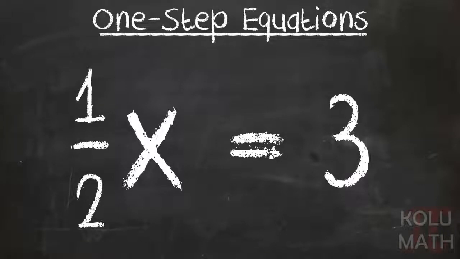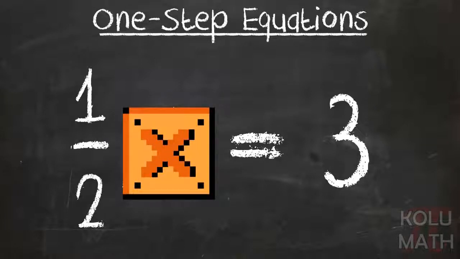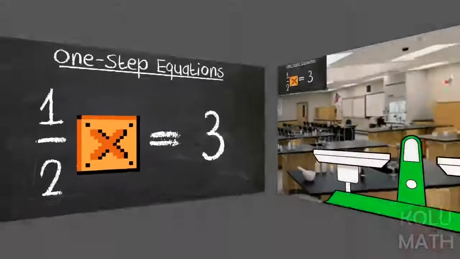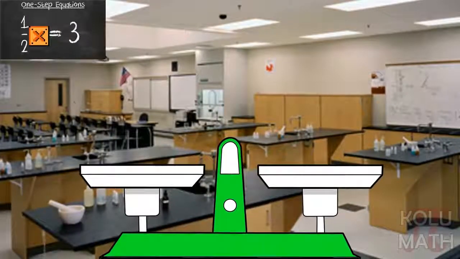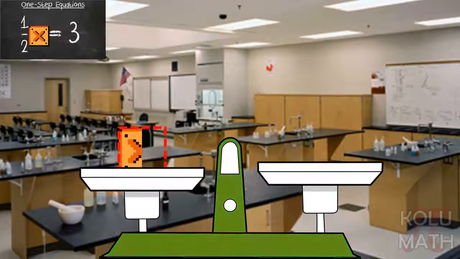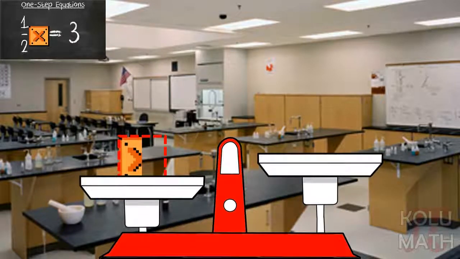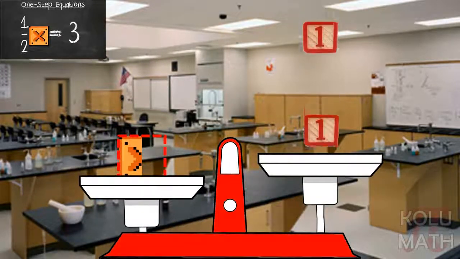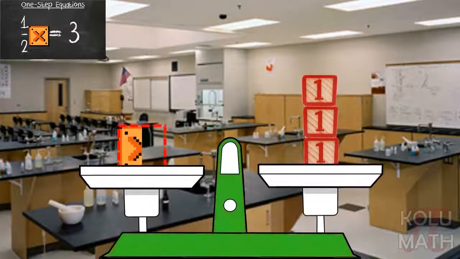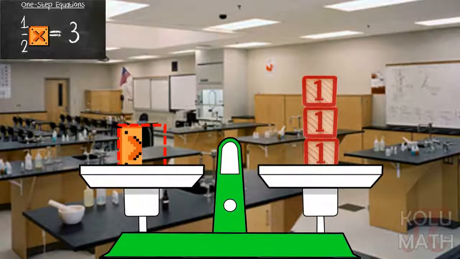Okay, wow. 1/2 x equals 3. Well, this is going to be a little tougher here. How are we going to model this? Let's move over to the scale here and attempt to model this. So half of an x equals 3 1s. So I have half of an x. How am I going to figure out what a whole x is?